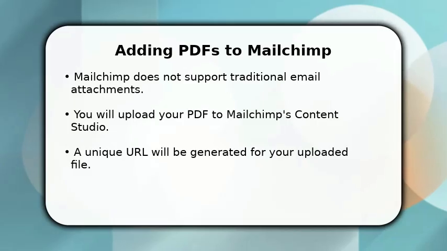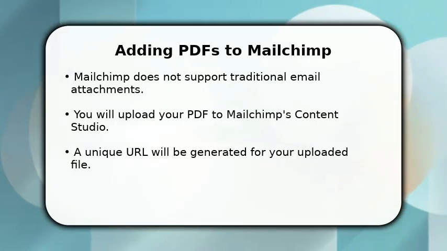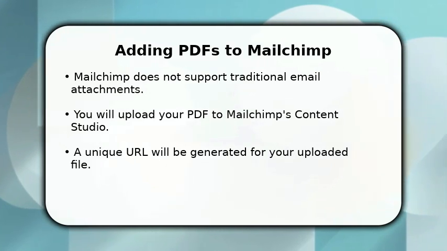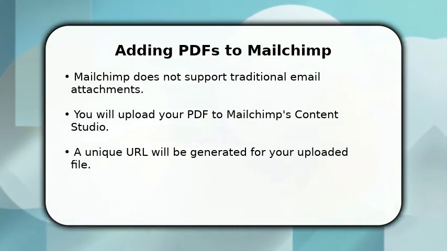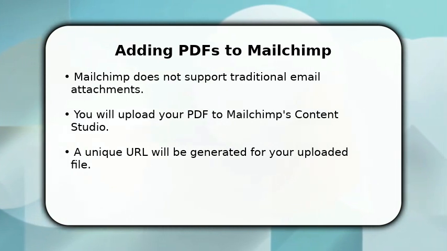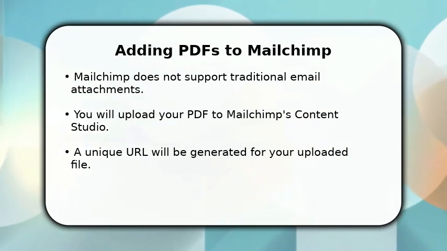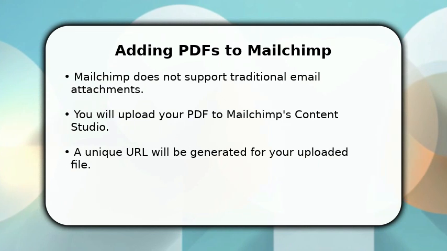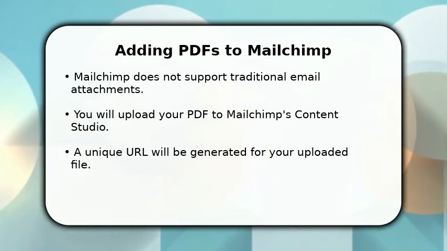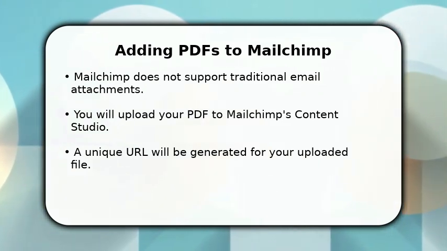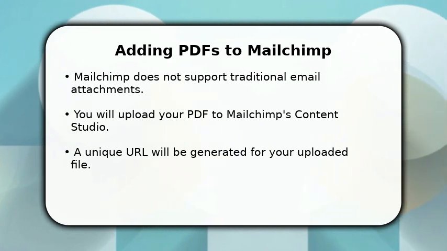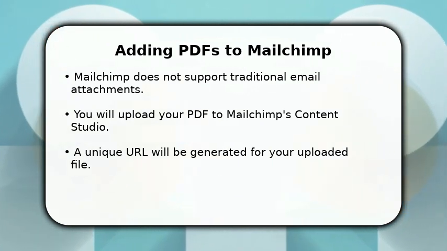Enjoy the video. In this video, I will explain how to add a PDF to your Mailchimp campaign. Mailchimp handles files differently than regular email, so you won't be attaching a PDF in the traditional sense. Instead, you'll upload your PDF directly to Mailchimp's Content Studio. This process generates a unique web address for your document. Then, you'll simply link to this address from within your email content, making it accessible to your subscribers.